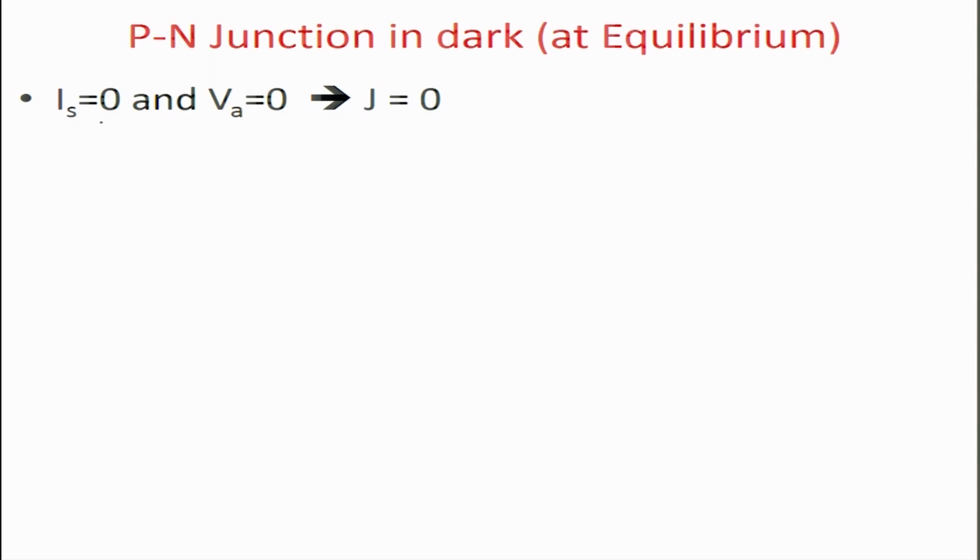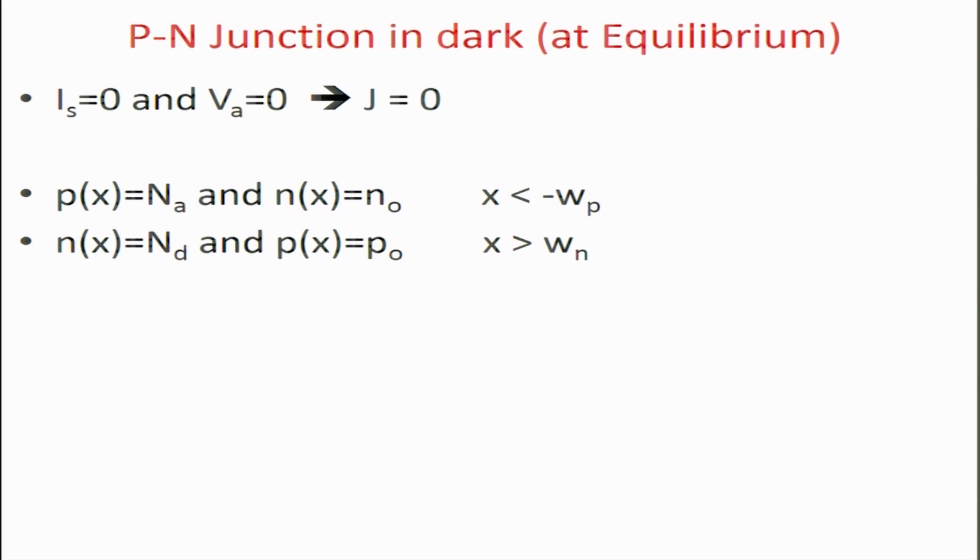So of course Is is equal to 0, Va is equal to 0, which means J should also be equal to 0, which is perfectly fine, and if you do that you will find that Px is equal to Na and Nx is equal to N naught for x less than minus Wp, and Nx is equal to Nd and Px is equal to P naught. So this is on the P side and this is on the N side.